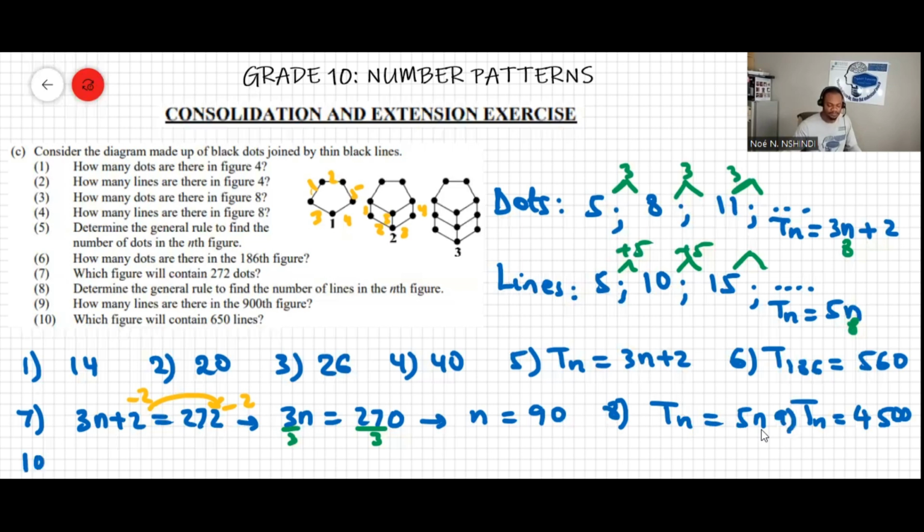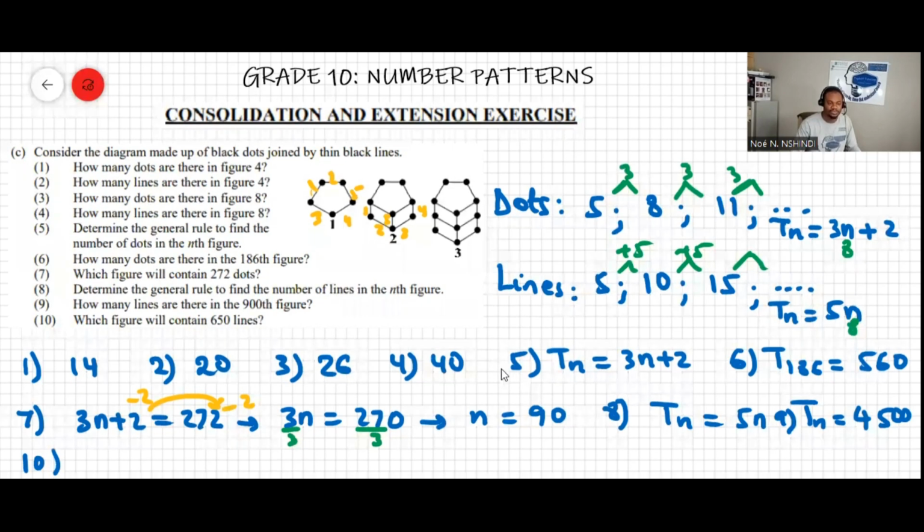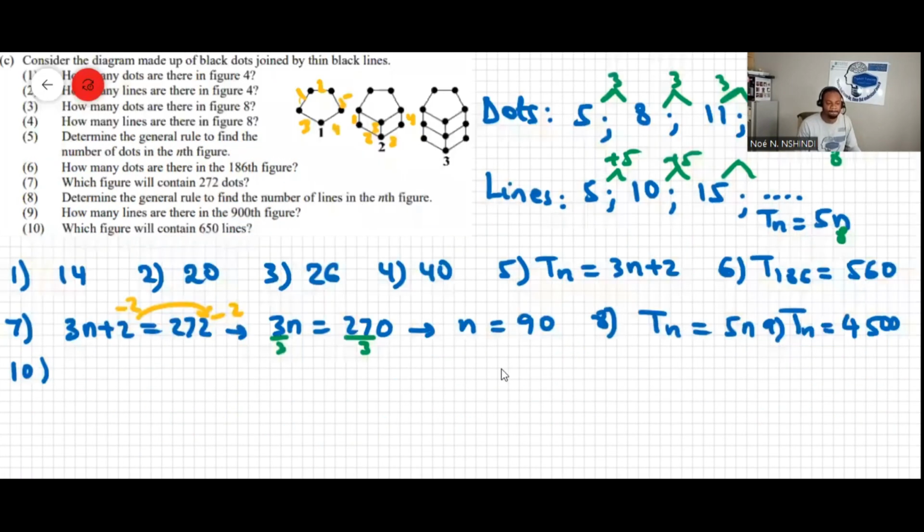And question 10 says which figure will contain 650 lines. So it means I want to say 5n equal to 650. To do that, I will divide by 5. I divide also by 5 there, and then n will be equal to 130. Okay. That was question C.